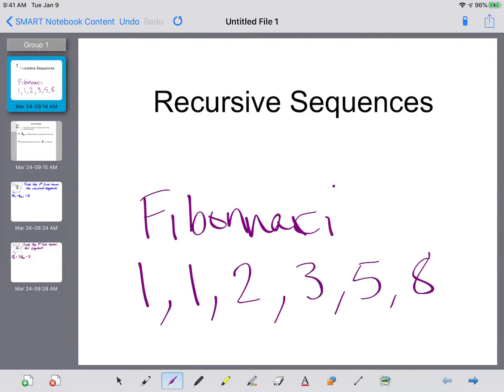The sequence starts off as 1 and 1. So 1 plus 1 gives you 2. 1 plus 2 gives you 3. 2 plus 3 gives you 5. 3 plus 5 gives you 8. And the sequence will continue.